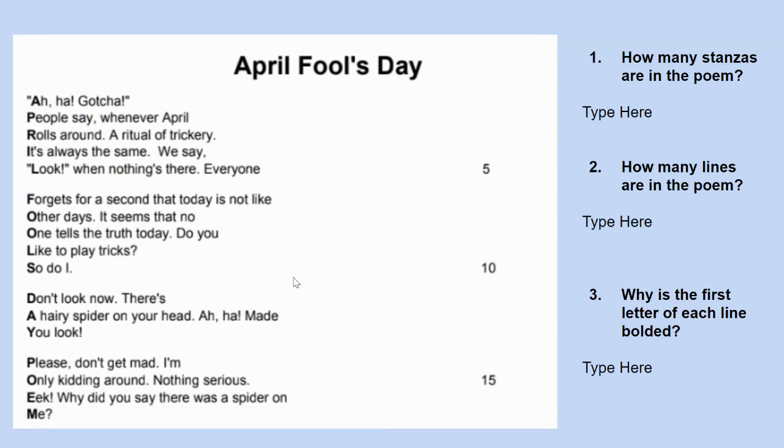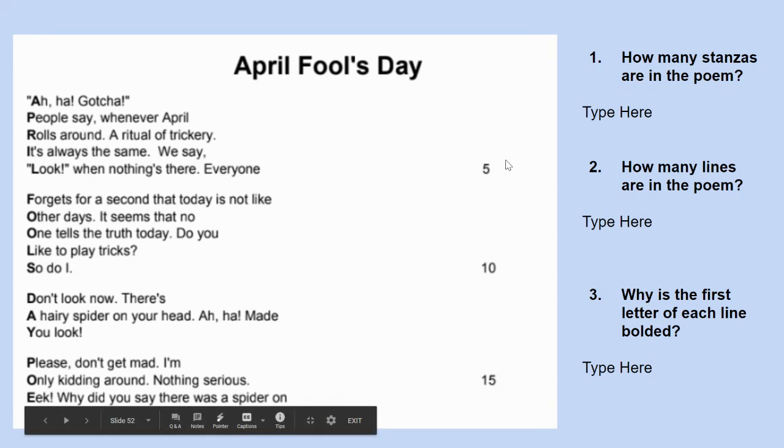Today you're going to be working with the poem April Fool's Day. You will identify the structure, how many stanzas, how many lines are in this poem. Make sure to count each of the lines. These numbers on the side are the guides for you. They're just numbered every 5 lines. You need to count the total lines in the poem.